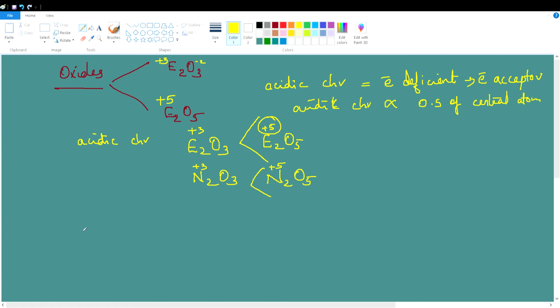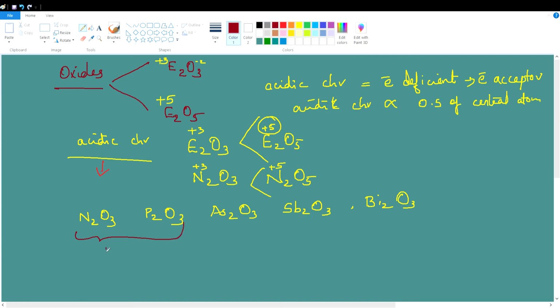If you compare the acidic strength of trioxides down the group, that is N2O3, trioxide of nitrogen, P2O3, phosphorus trioxide, then arsenic trioxide, antimony trioxide, then bismuth trioxide. Acidic character down the group actually decreases. Acidic character decreases down the group because we know nitrogen and phosphorus are non-metals. Non-metallic oxides are generally acidic in nature. These two are predominantly acidic.